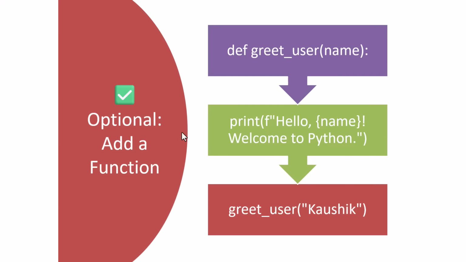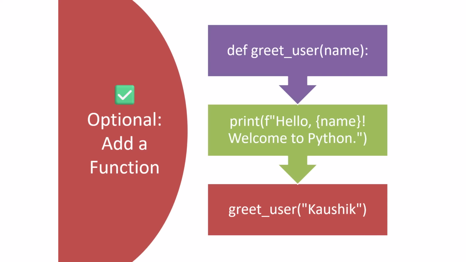So now we'll add a function. All right, so we'll add this function greet user, and with a print statement again, f hello name, and welcome to Python. This is the f string, which is similar to string interpolation in C#, and then we'll call this function and pass in Kaushik.